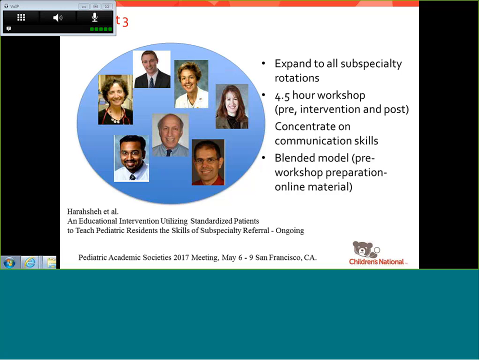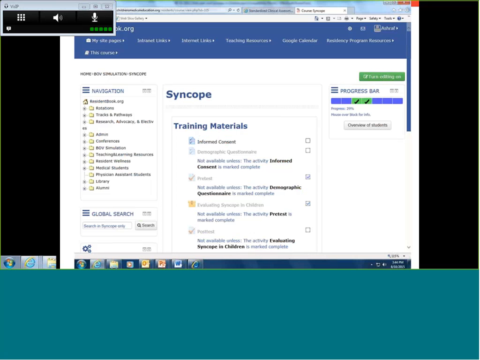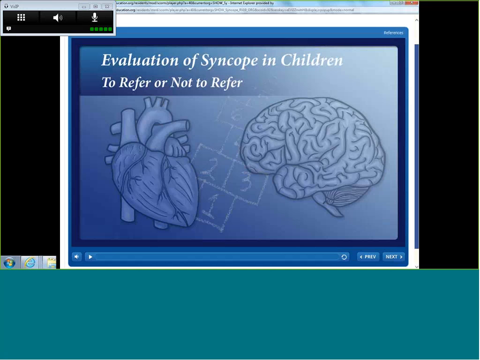They will get 2 different OSCEs and then an intervention followed by 2 OSCEs, and similar tools will be filled out. Now this curriculum is slightly different than the typical OSCE, and you will see how. So this is a snapshot of the syncope module and the blended learning that the residents will do.